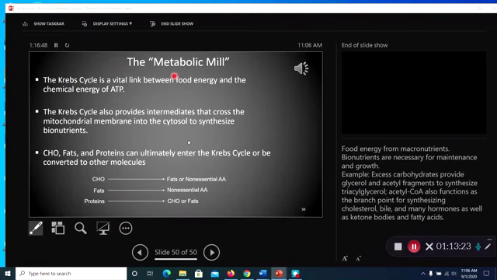So we know the Krebs cycle is a vital link between food energy and the chemical energy of ATP. The Krebs cycle also provides intermediates that cross the mitochondrial membrane into the cytosol to synthesize biomolecules. And we know that carbohydrates, fats, and proteins can ultimately enter the Krebs cycle or be converted to other molecules. For instance, carbohydrates can be stored as fat or converted to non-essential amino acids. Fats can be converted to non-essential amino acids. Proteins can be converted to carbohydrates or fats.